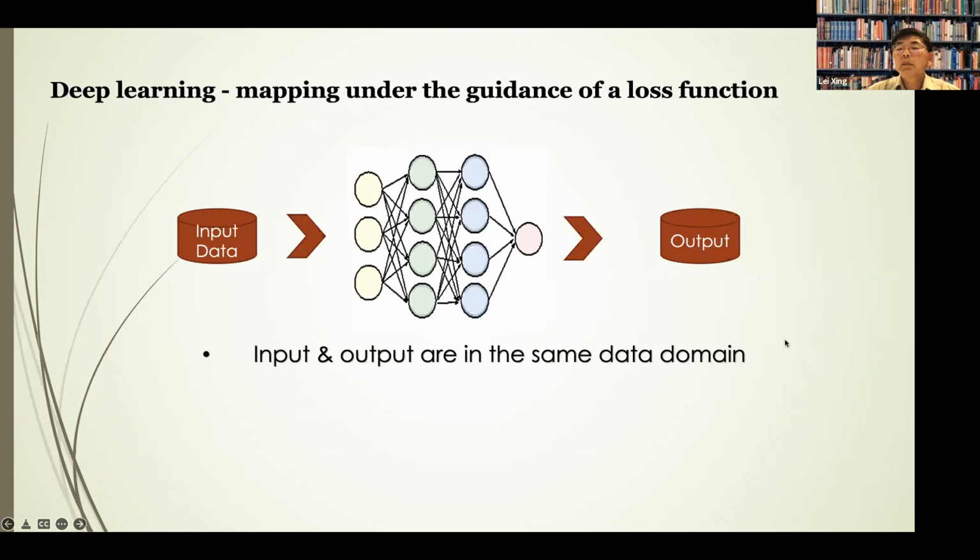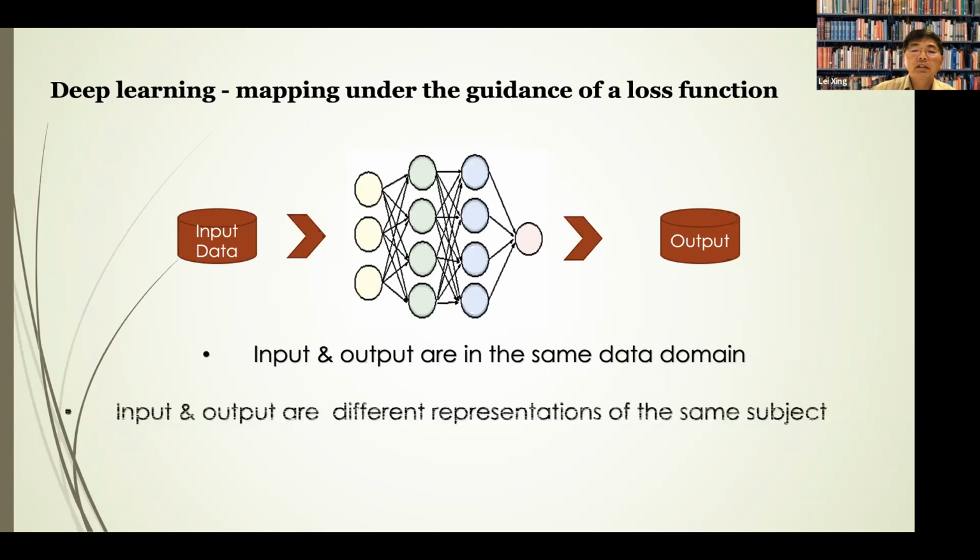I'm sure some people have used software to take a damaged photo and try to repair it. Those kinds of tasks actually belong to this category. This is a relatively easy task because the data are in the same domain, right? And in the clinic, there are some problems that belong to this category, like super resolution. I'll give you some examples, but most of them are actually not in this category.